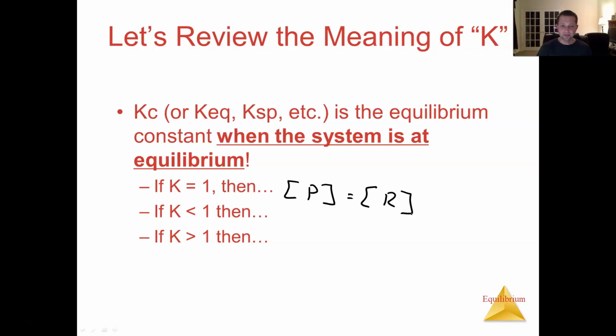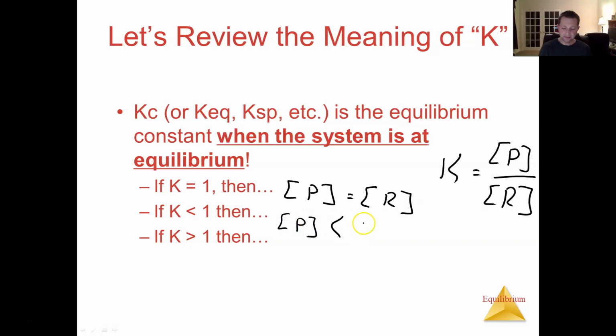So if K is less than 1 or greater than 1, what does that mean? If you remember, our K expression is the concentration of products over the concentration of reactants. So if you just do some simple math, if K is less than 1, you have a bigger denominator, which means the concentration of products is less than the concentration of reactants.